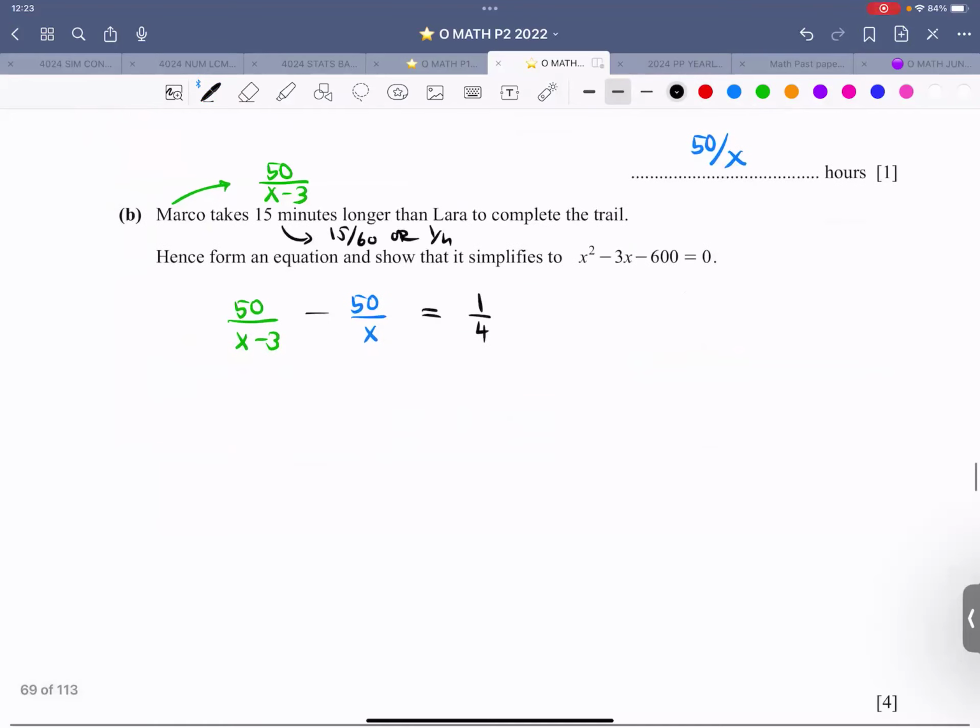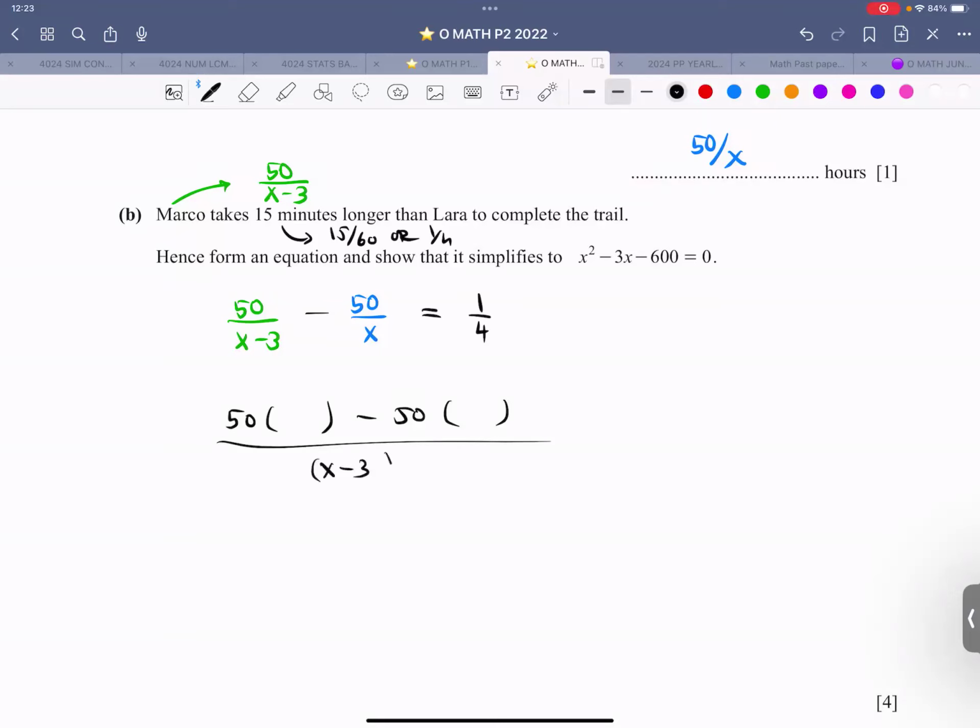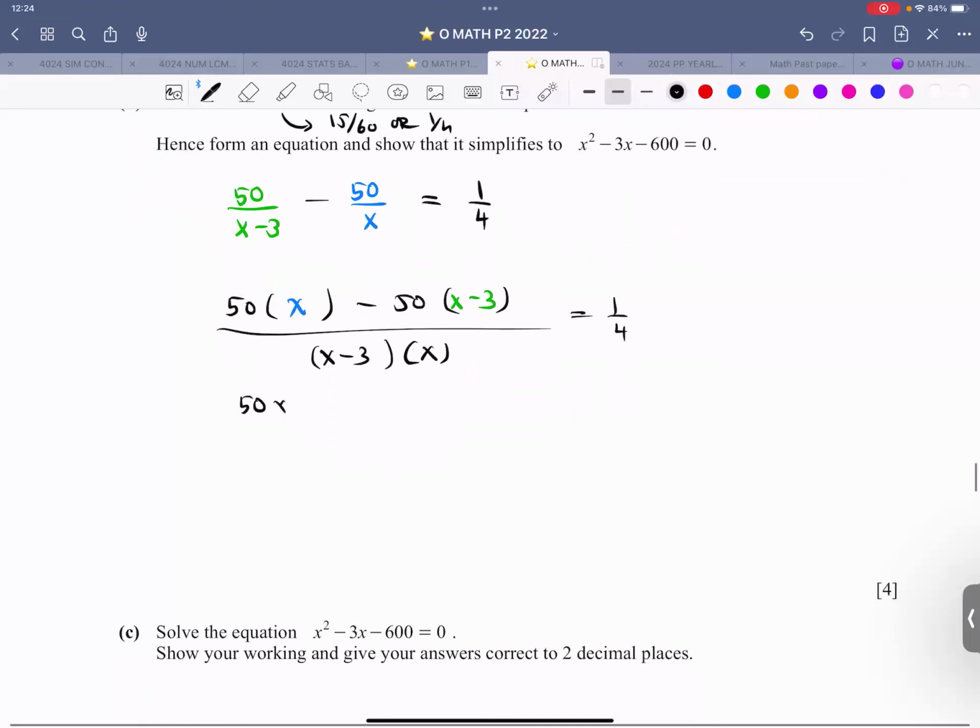And now we have to simplify this. So 50 multiplying with something minus this 50 multiplying with something, but before that, the LCM. This is x minus 3, this is x. So now this 50 multiplies with this x. The other 50 multiplies with x minus 3. This comes out to be 1 over 4. So 50x minus 50x plus 150, and this is x squared minus 3x. This is 1 over 4.